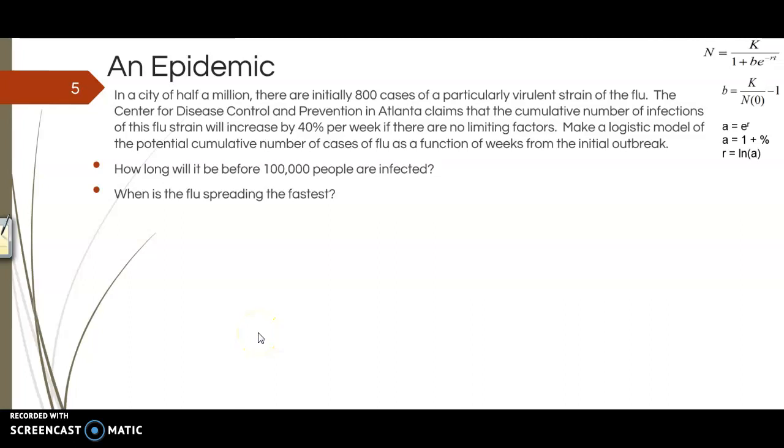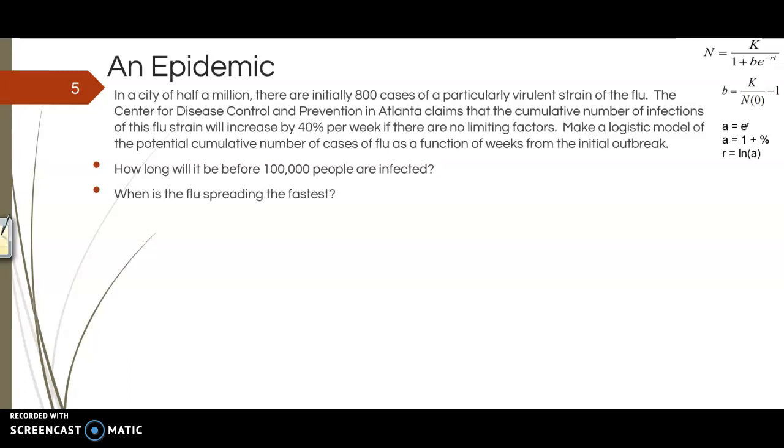Hello. Today we're looking at logistic functions, and we have an example dealing with an epidemic. We have a city of 500,000, and there are initially 800 cases of a particular strain of the flu. The Center for Disease Control and Prevention in Atlanta claims that the cumulative number of infections of this flu strain will increase by 40% per week if there are no limiting factors.